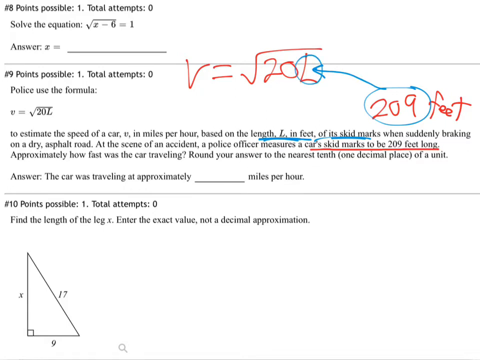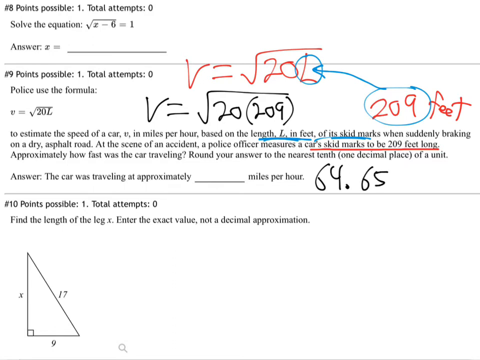So then just use your calculator. So what do we got? We got V equals the square root of 20 times 209. You know how to get the square root in your calculator and crank that out? 64.65. But they say round to 1 decimal, or the tenths place.